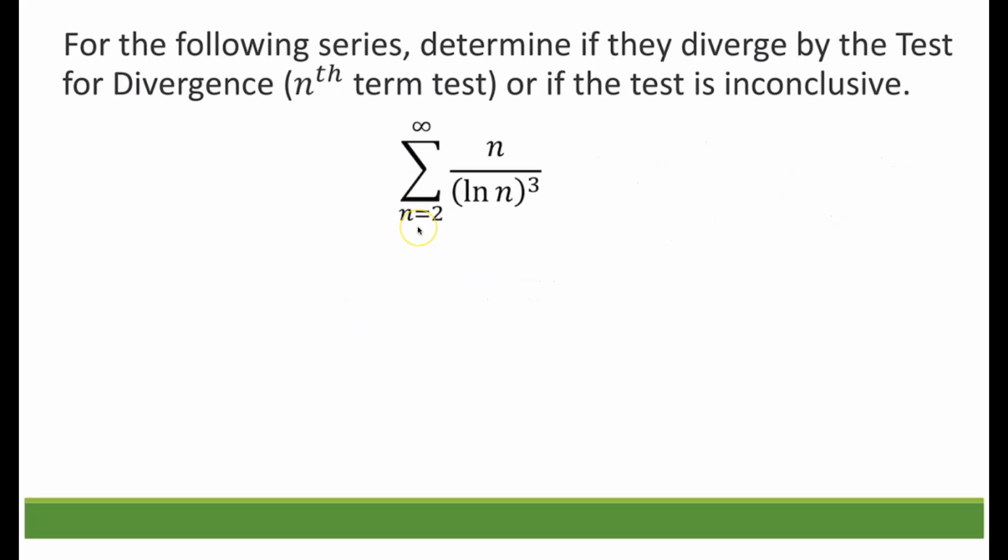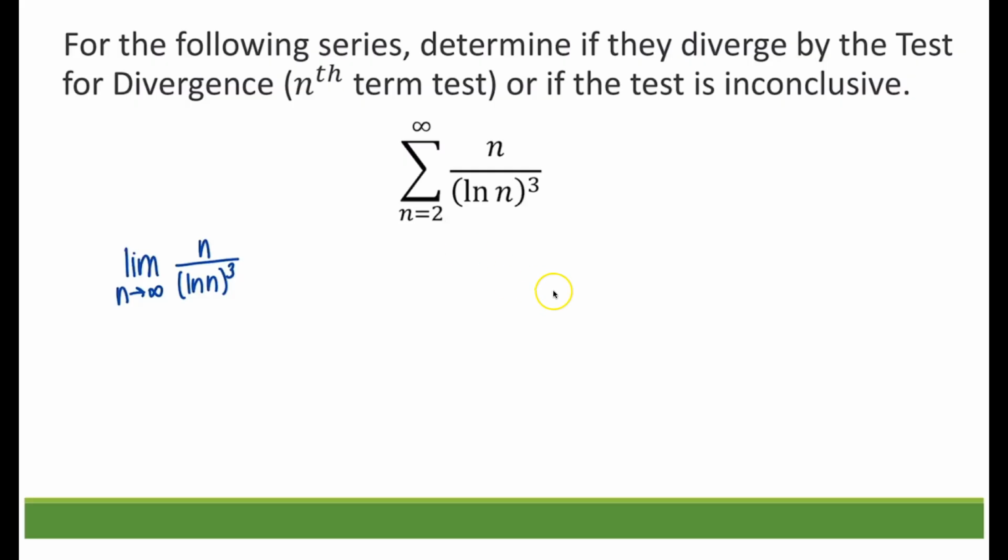For this example, I have the sum of n equals 2 to infinity of n over the quantity natural log n cubed. Just a small observation here that the starting index is 2 because if I substitute in 1, natural log of 1 is 0, and I can't start with an undefined quantity. So our starting index is 2, but that doesn't really matter in terms of the test for divergence because we want to see what's happening as n approaches infinity. So if we set up the limit as n approaches infinity of n over the quantity natural log n cubed.